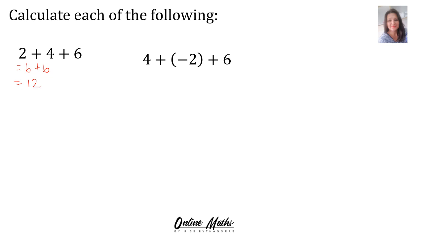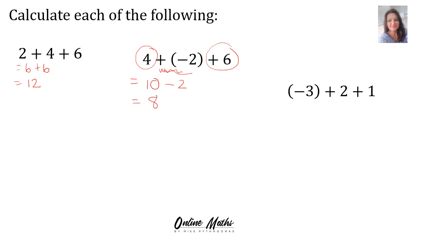If you look at that one, 4 plus bracket minus 2 plus 6. Now, where does this bracket come from? You cannot write a plus and a minus next to each other. You always separate them with a bracket. So now my advice to you is add all the positive numbers. So you've got 4 plus 6 is 10, and then there's the minus 2, and then 10 minus 2 is 8.